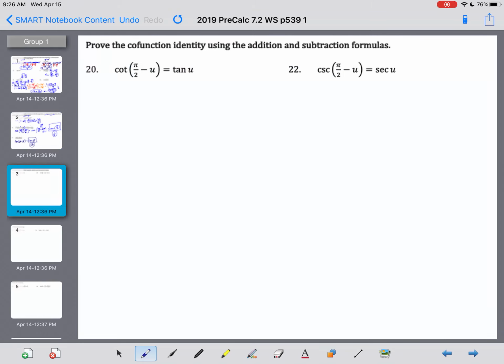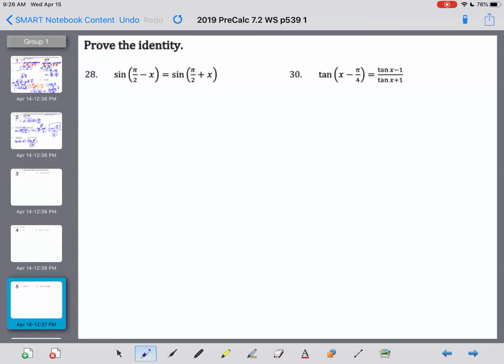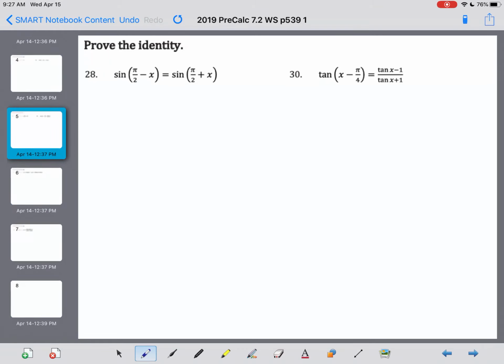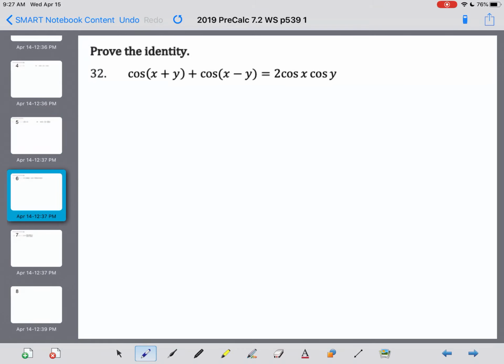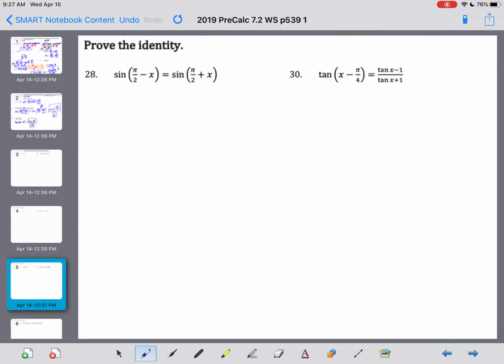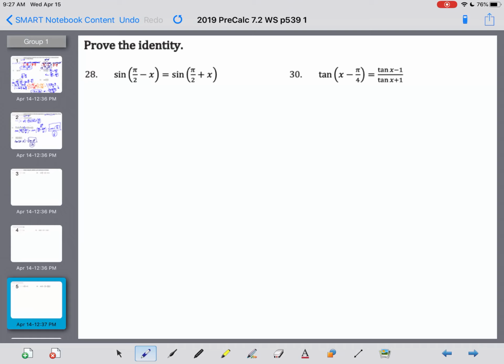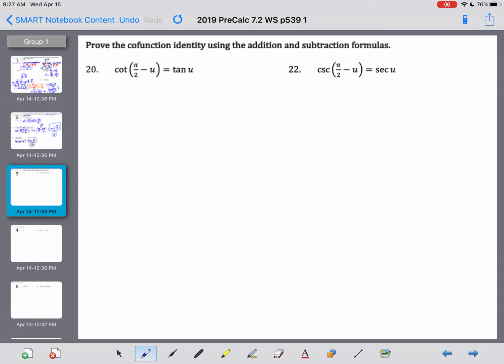Moving on here. So again, we have a number of these additional problems as we work through here. Again, I'm going to work on maybe one per screen here, just to show you what goes on here. Again, these are a little bit unusual, but let's go ahead here. We are just proving a cofunction.